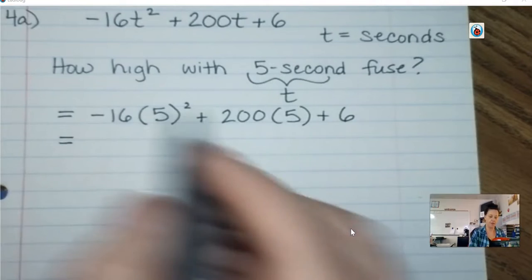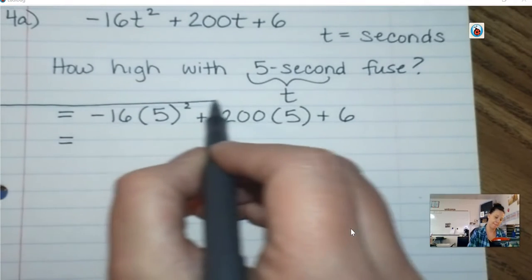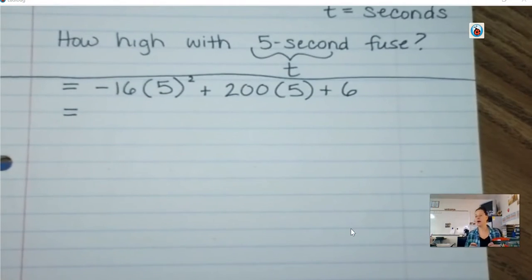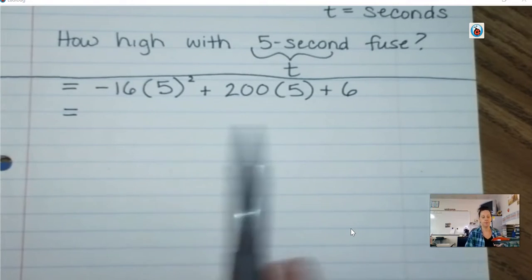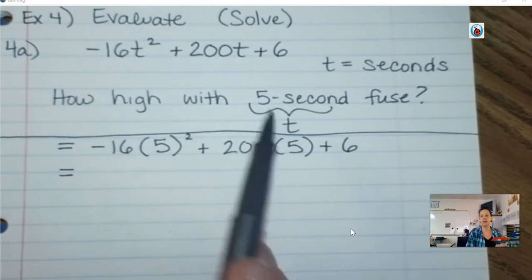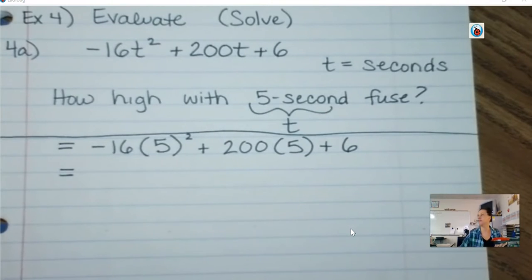And go ahead and figure out what's the height of the rocket. So go ahead and put that in your calculator. I need everybody trying to do this on your calculator. So you're using the equation that they gave you, but you're substituting in 5 wherever you see the letter t for seconds. So the question is asking, how high will the rocket rise if it has a 5-second fuse?